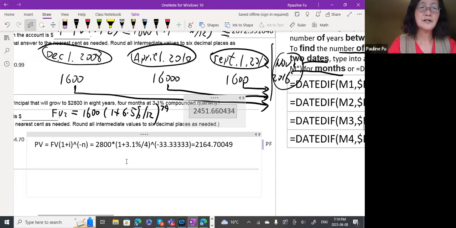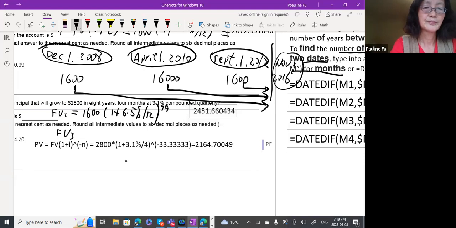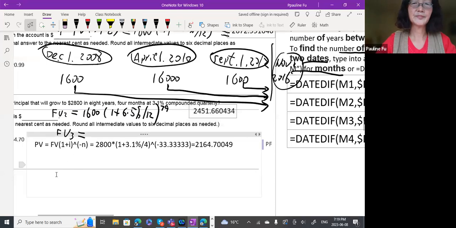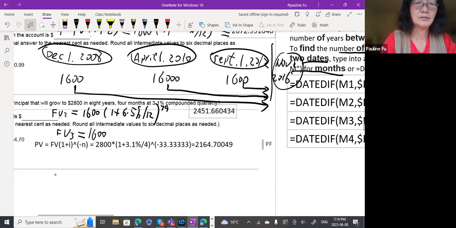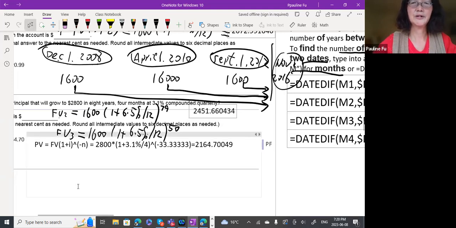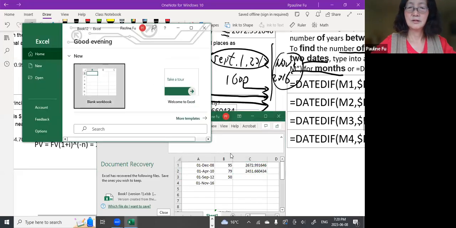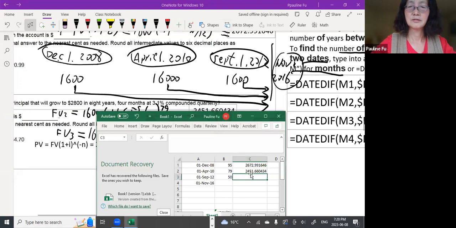Next, I will calculate future value between September 1st, 2012 to November 1st, 2016. So I will do there are 50 months. Okay. So then I'll go back to Excel. So I will just copy the previous result, change 79 to 50.